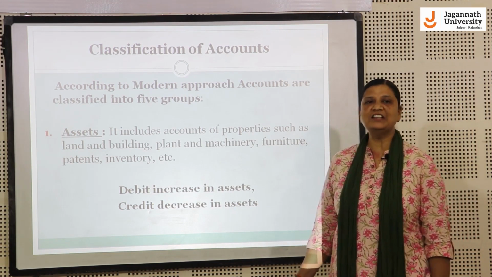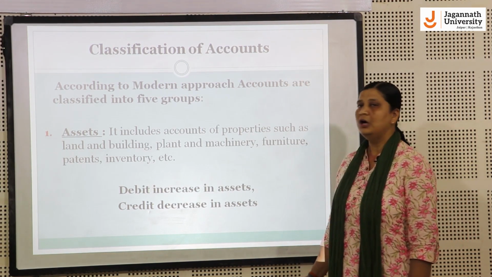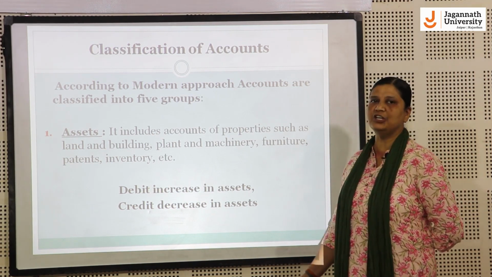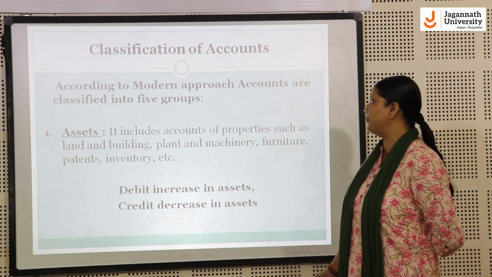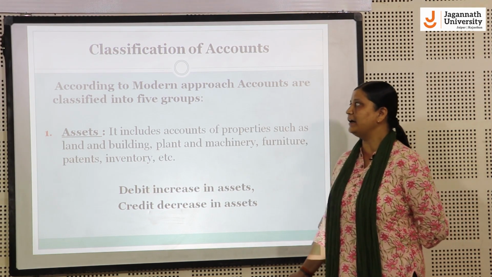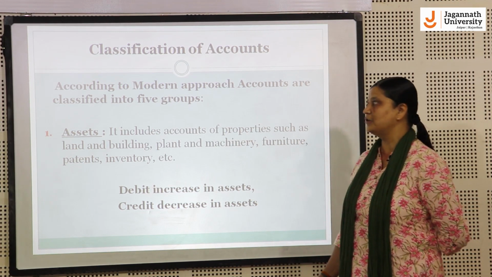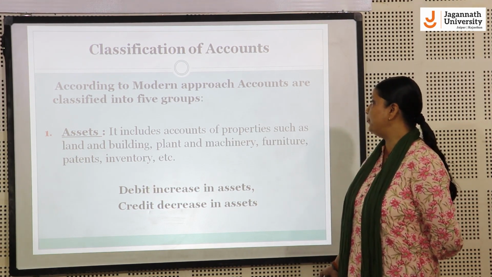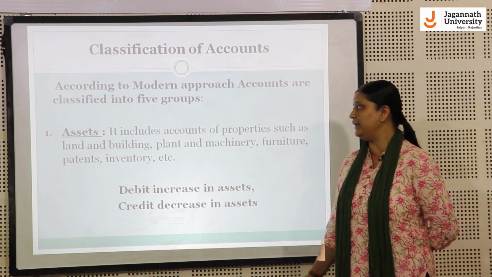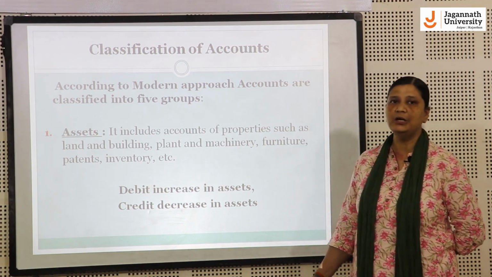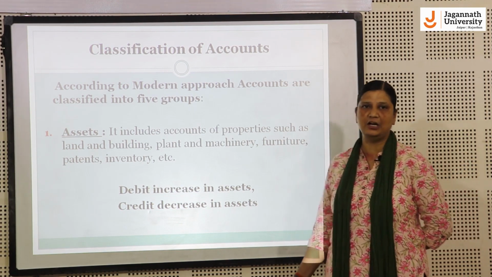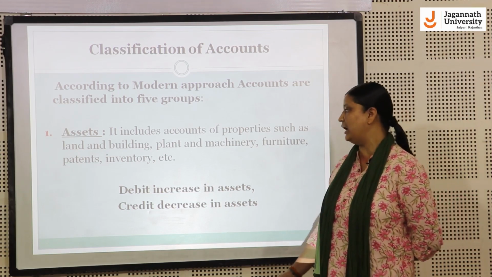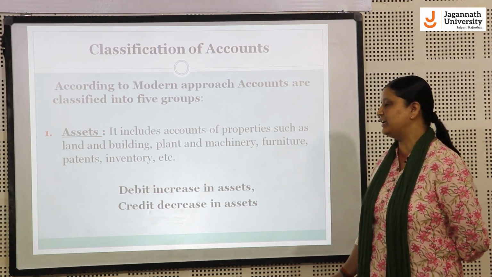Now we will discuss the classification of accounts. Classification can be done on the basis of modern approach as well as traditional approach. According to modern approach, accounts are classified into 5 groups. Very first is assets. It includes accounts of properties such as land and building, plant and machinery, furniture, patents, invoices, etc. And the rule for assets which you use for journalizing transactions are debit increase in assets and credit decrease in assets.